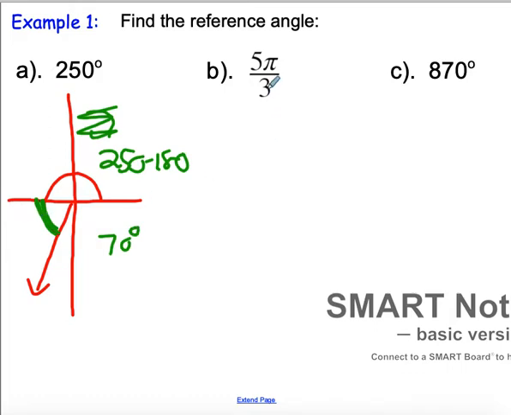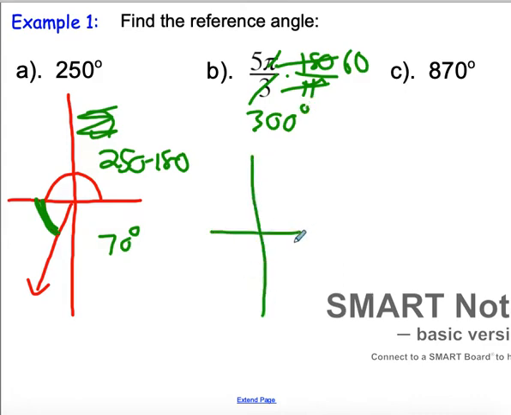Okay, 5 pi over 3. Well, honestly, I would just recommend converting to degrees. The pi's cancel out. 30 goes into 180 6 times. 5 times 60 is 300. So we have a 300-degree angle.